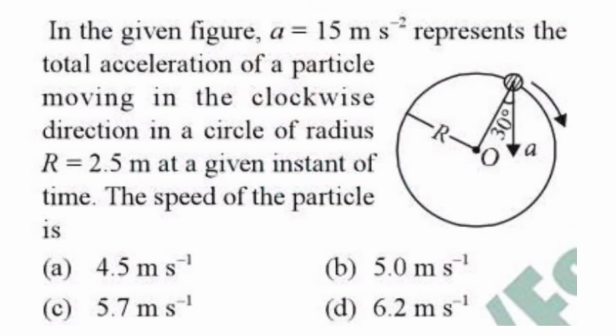In the given figure, a is equal to 15 meter per second square represents the total acceleration of a particle moving in the clockwise direction in a circle of radius r is equal to 2.5 meters at a given instant of time. The speed of the particle is.